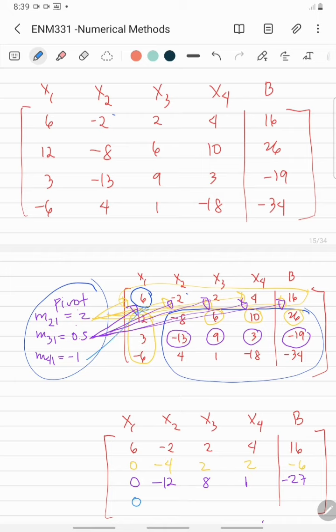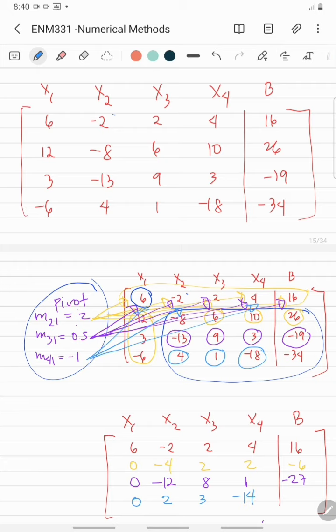Then 4 minus negative 1 times negative 2, that is equal to 2. Then you have 1 minus negative 1 times 2, that is equal to 3. Then negative 18 minus negative 1 times 4, that is equal to negative 14.